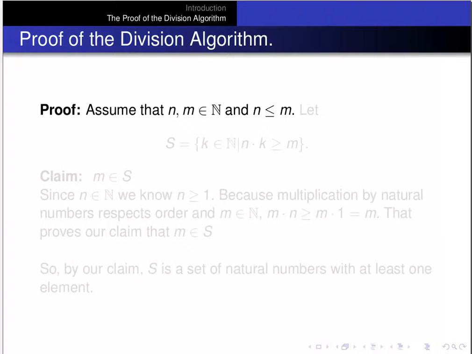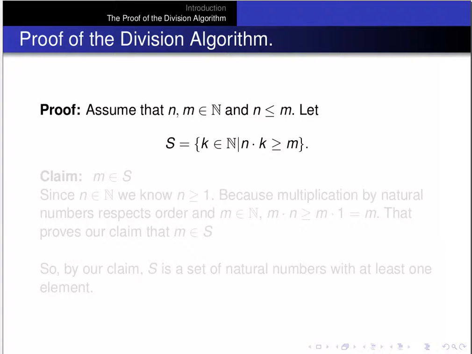Of course, we could have assumed that m was less than or equal to n, but we have to choose one or the other, and the proof is the same either way, so we just have to pick one and go with it. Okay, so we've made that assumption, and now let's define a set of natural numbers S as follows.